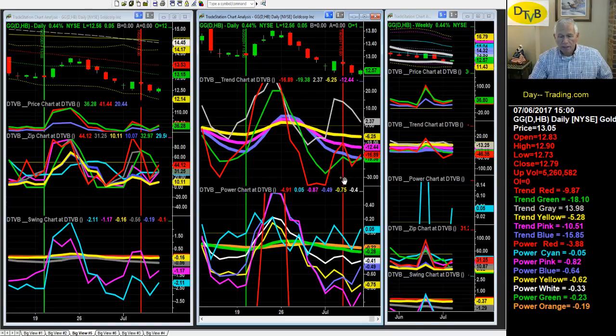on the red vertical line, we have trend red up touching trend pink. We also have the exact same thing over here with trend red up touching trend pink. Also, both of the green lines are up touching trend blue. Also, trend red in both cases is just slightly above the trend pink line.